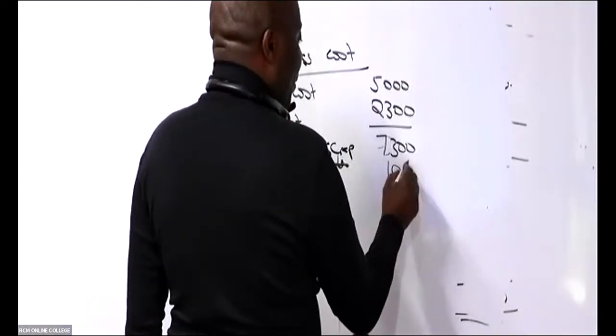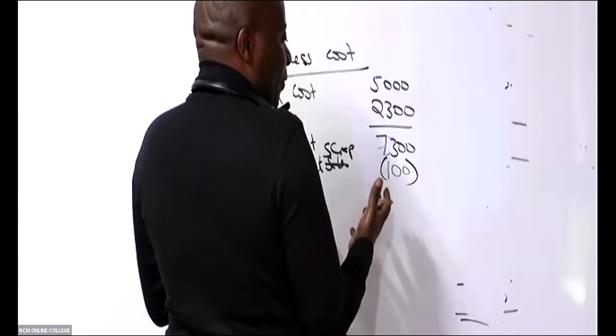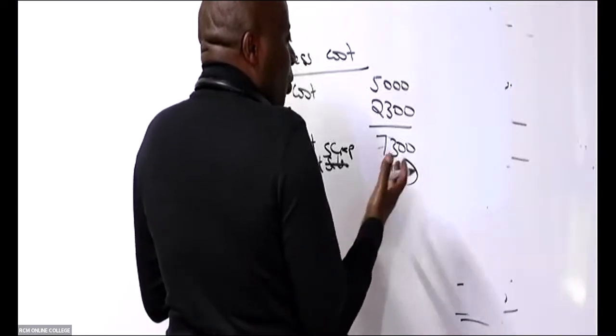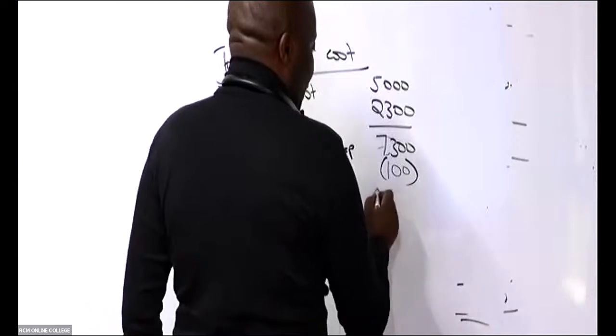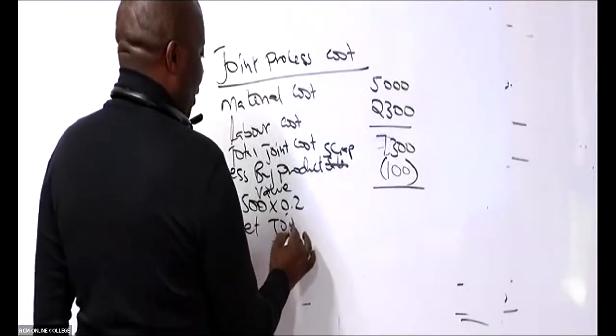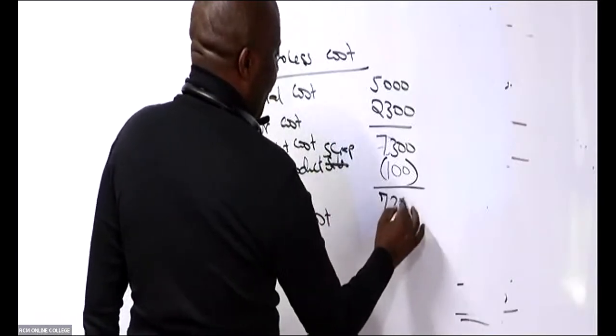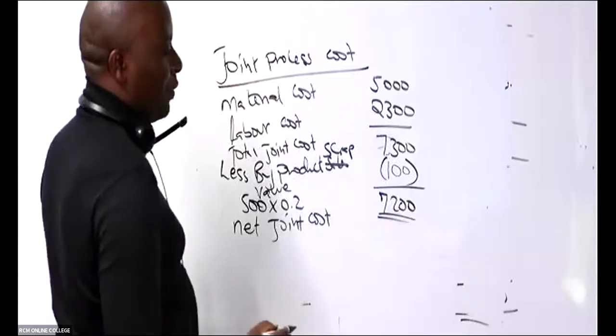So remember, the byproduct relieves you. It reduces your total cost. So in this case, the net joint costs for apportionment are 7,200.